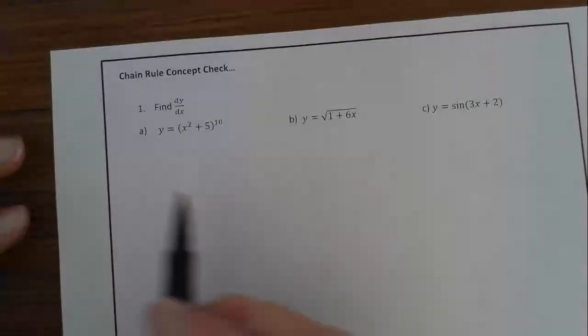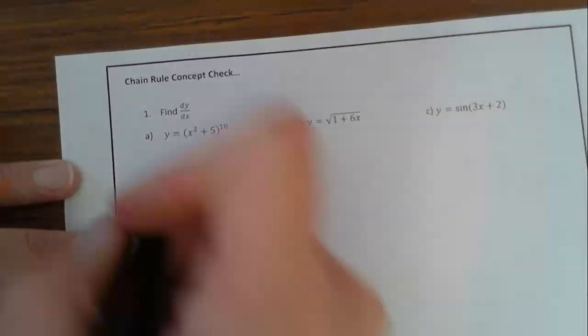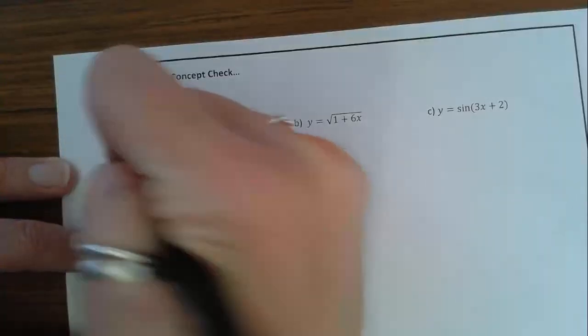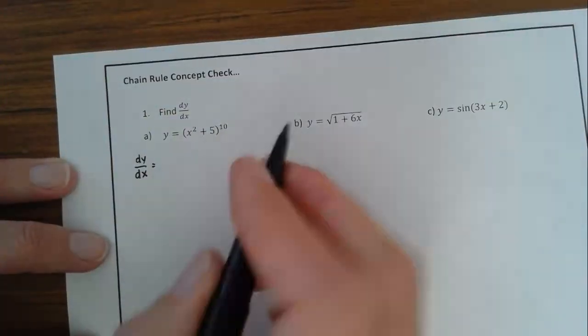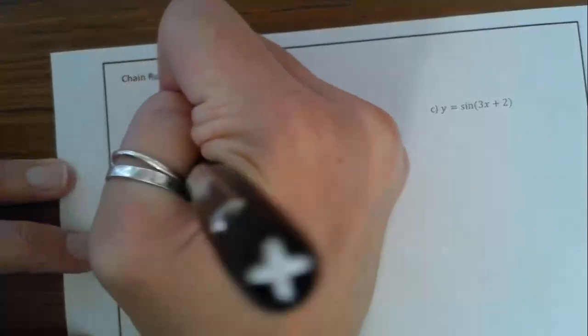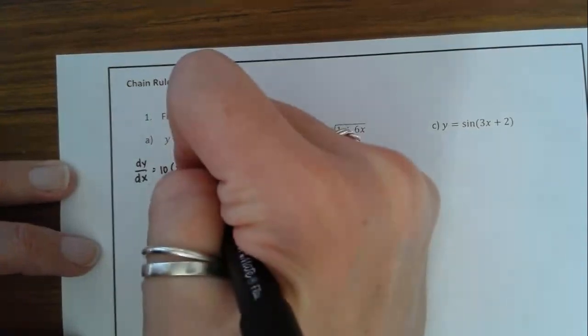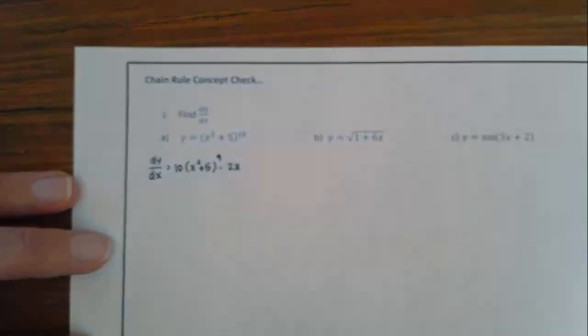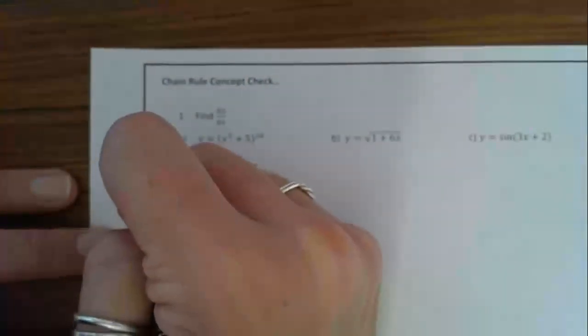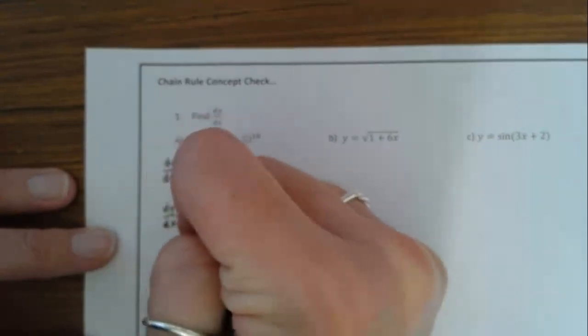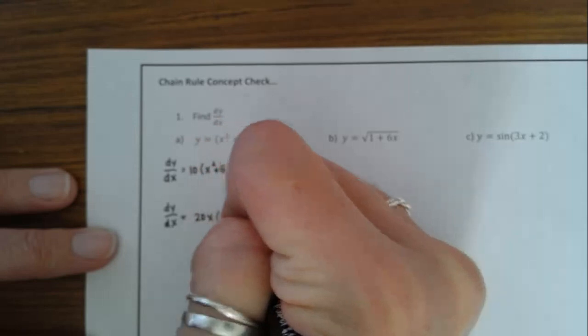All right, so we are looking for dy dx. So here, my dy dx for example A, my outside function is the power of 10. So that'll be 10 times x squared plus 5 to the 9th when I decrease the exponent by 1, multiply by the derivative of the inside stuff, so 2x. And then I'll just clean that up a little bit. So dy dx would be equal to 20x times x squared plus 5 raised to the 9th power.